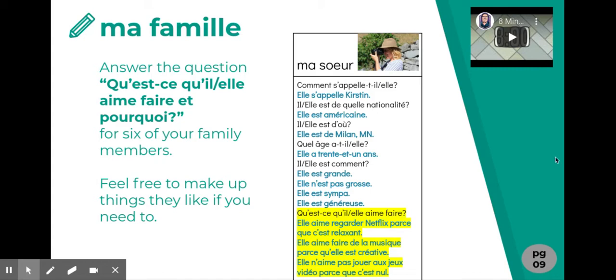So let's look. I have some examples in yellow of what we're writing. So some examples for my sister that would work. I could put elle aime regarder Netflix parce que c'est relaxant. Elle aime faire de la musique parce qu'elle est créative. Elle n'aime pas jouer aux jeux vidéo parce que c'est nul. So those are some ideas. If I were you, I would most definitely have out my Unit 3 sentence building cheat sheet to help you.